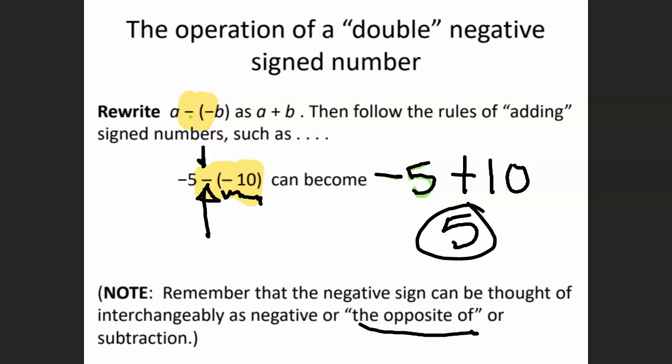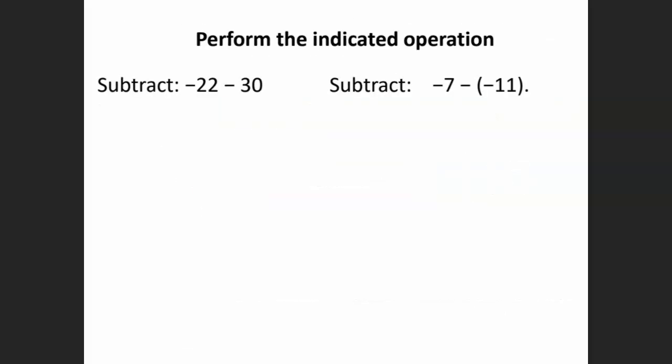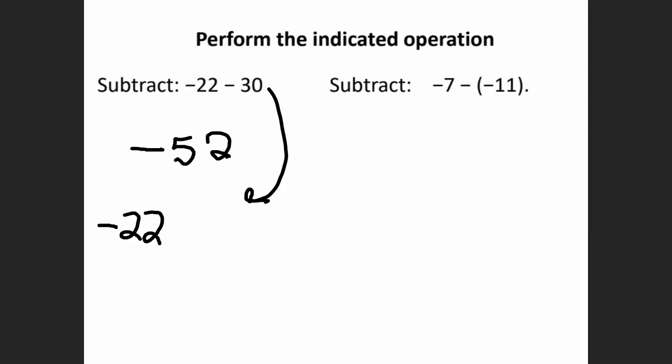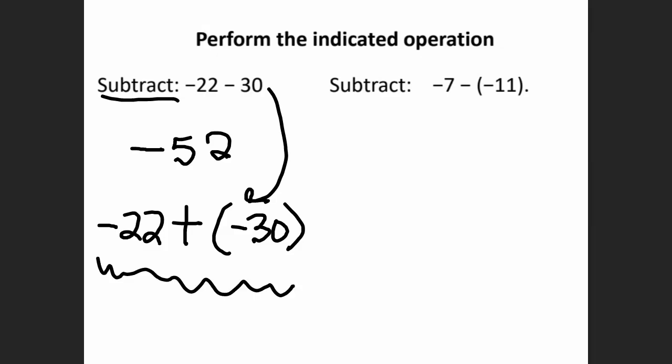Okay. Now, this slide, hopefully you know that this is a -22 plus a -30, which will give us a -52. This means -22 plus a -30. Now the rules say subtract, but because they're two same signed numbers, we're adding.